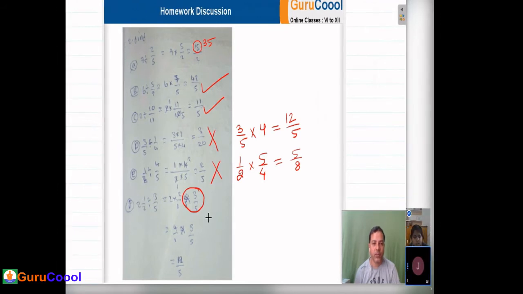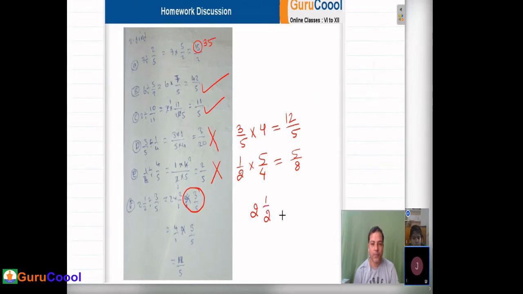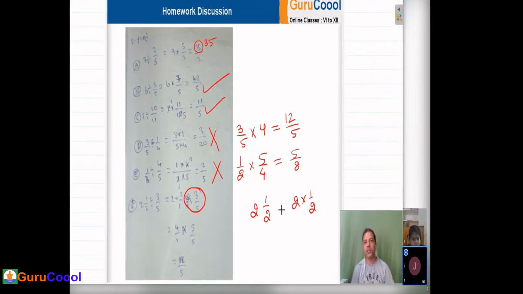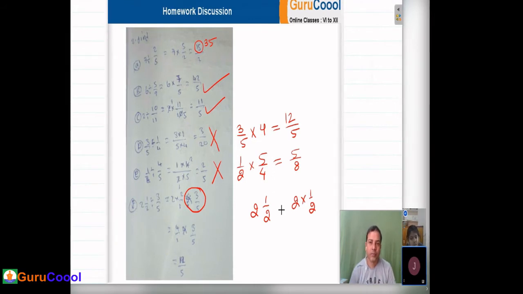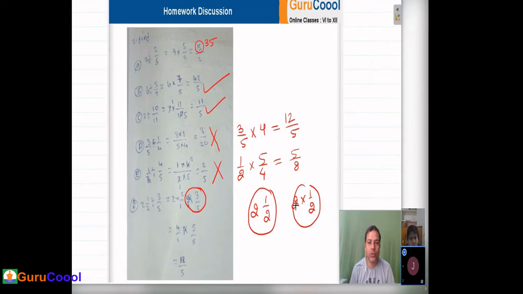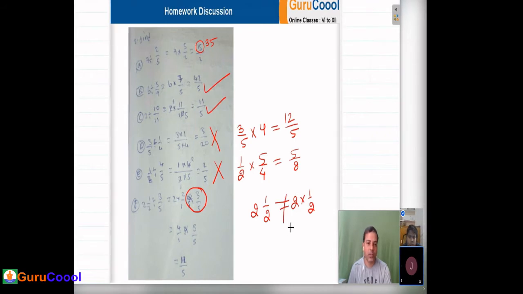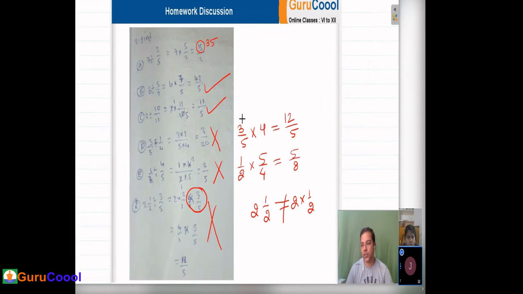And there is one more mistake. 2.5. You have written 2 times 1/2. Did you notice what mistake you did here? It was 2.5. You have written 2 times 1/2. They are quite different. They are not same. You changed the question. That means you lost your concentration while doing homework.